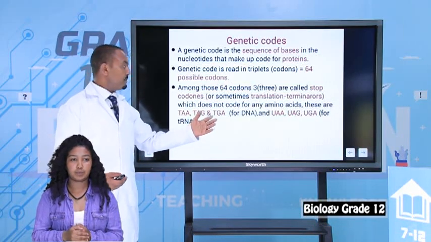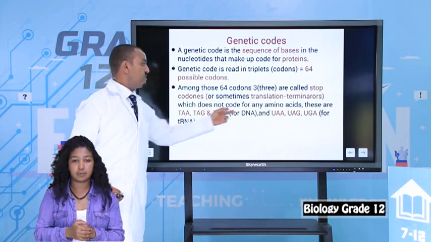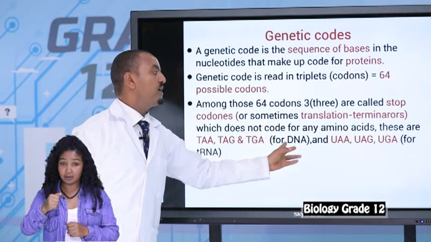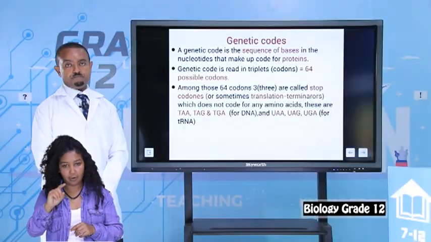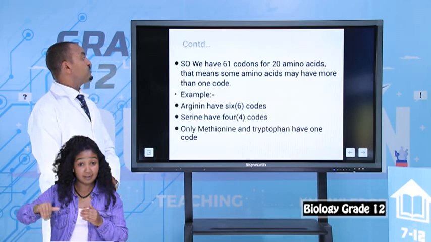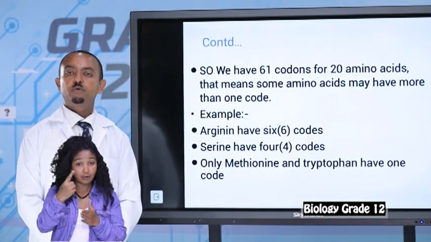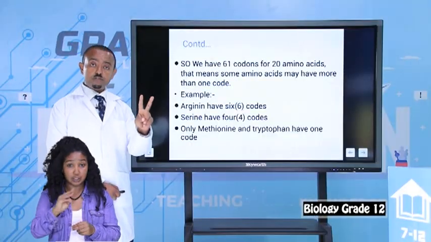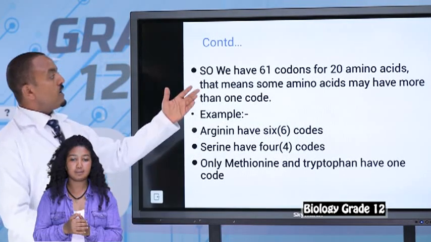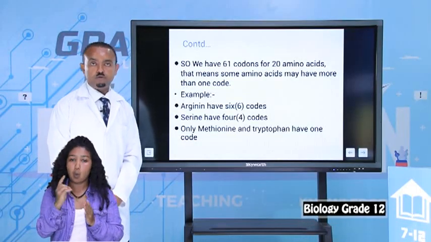When you apply the base pairing rule, TAA in DNA becomes UAA, TAG becomes UAG, and TGA in DNA becomes UGA for RNA. These are called stop codes. The remaining 61 codes are coding for the 20 amino acids in nature. There are 64 possible codes for 20 amino acids. This means one amino acid may be coded by more than 1 code.